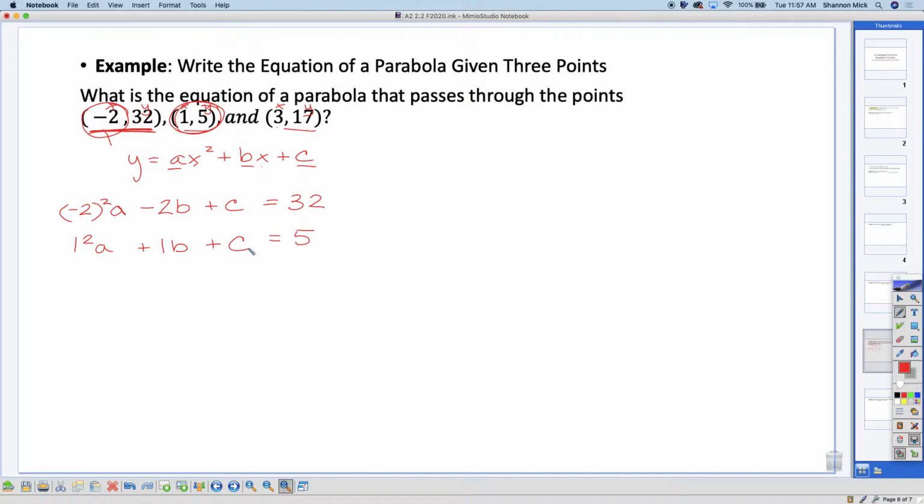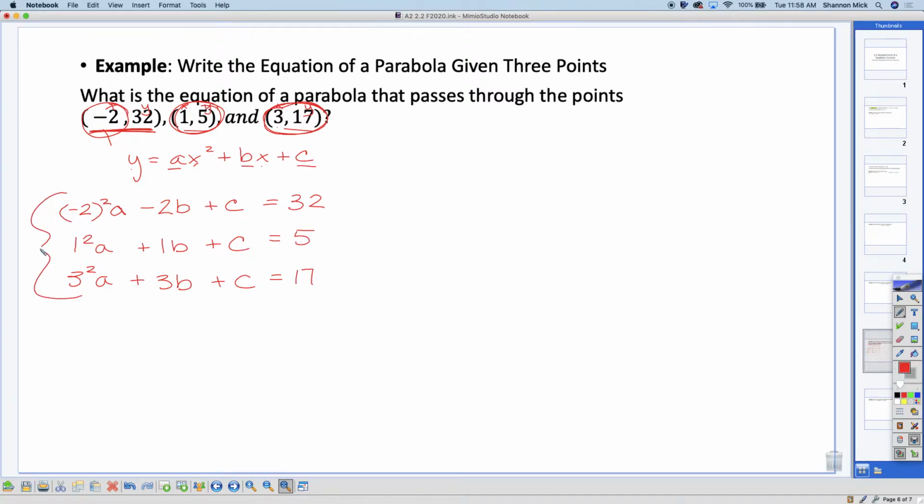Now I have the last point, X, Y: 3, 17. So it equals 17, because it's Y equals, right? So it's 3 squared A plus 3B plus C. So what I've made is a system of equations, yes?